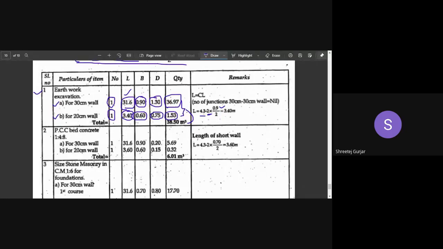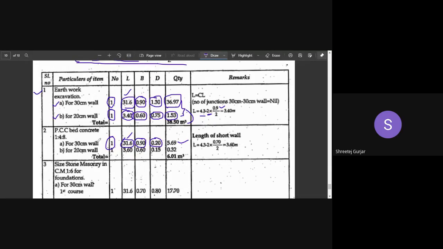So coming to PCC bed concrete for 30 centimeter wall, number is 1, right? Number is 1, and there are no deductions. Number of junctions, there are no junctions, so no deductions. Directly use the total center line length. So width is 0.9, and the depth, or the thickness of the PCC bed, you can see in our figure is 0.2. So multiplying those, we get the quantity as 5.89. So yeah, it is easy for 30 centimeter wall, direct calculation.